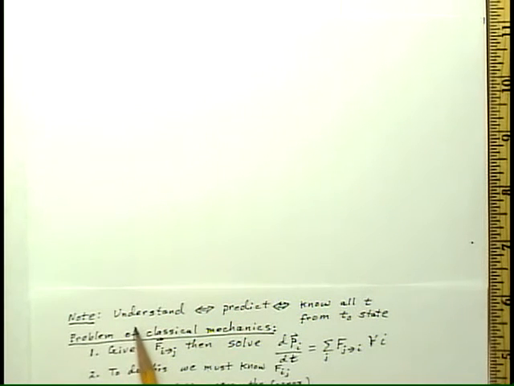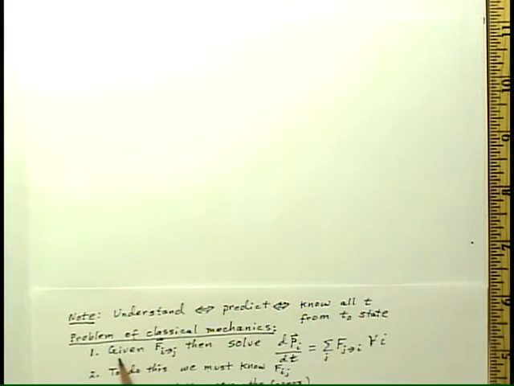I want to emphasize that to understand implies that we can predict, and to predict implies that we can understand. And to predict means that we know the state of the system at all times from knowing the state at one particular time, say t0.